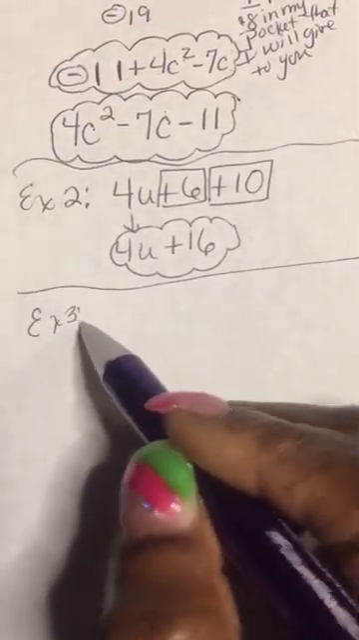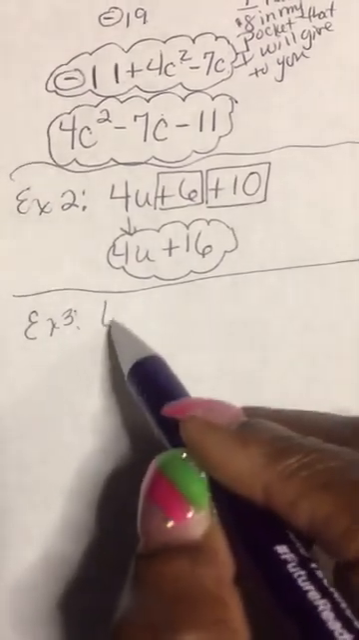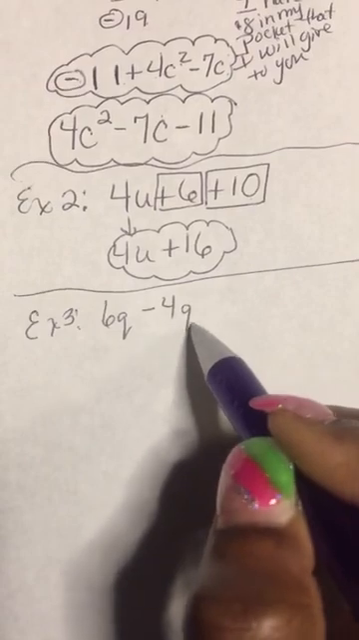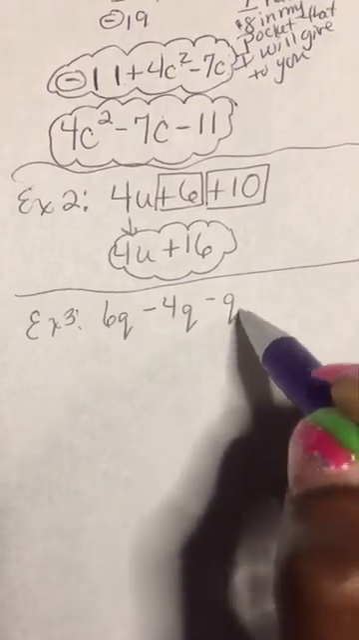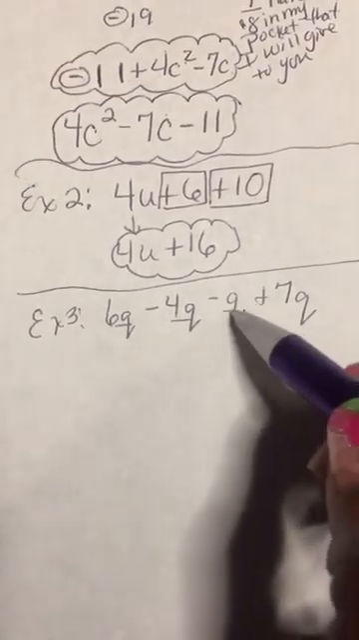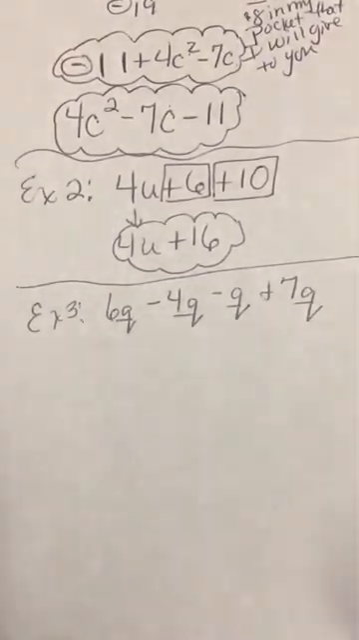Example 3. You have 6q minus 4q minus q plus 7q. Notice each of these has q's. So that means that they're all like terms.